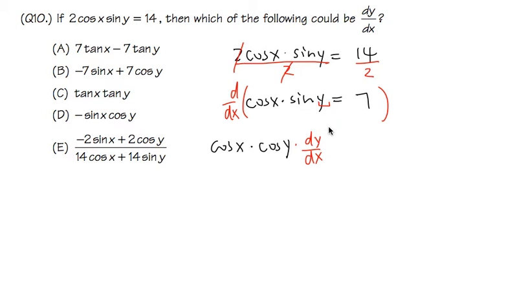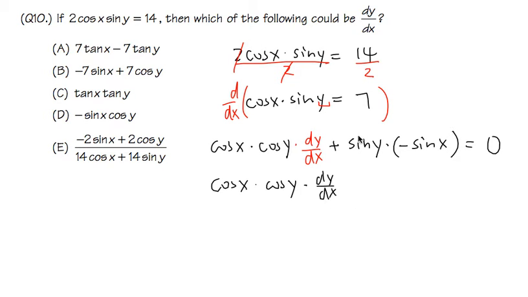For the second part of the product rule, we are going to add: we keep the second function, which is sine y, and multiply by the derivative of the first. The derivative of cosine x is just negative sine x. So this part here is the product rule, and that will equal the derivative of 7, which is 0, because 7 is just a number. Now let me clean this up. We will have cosine x times cosine y, and then times dy dx. And this right here, positive sine y times negative sine x, let me write as minus sine x times sine y, is equal to 0. Let me keep things in alphabetical order: x comes first before y.